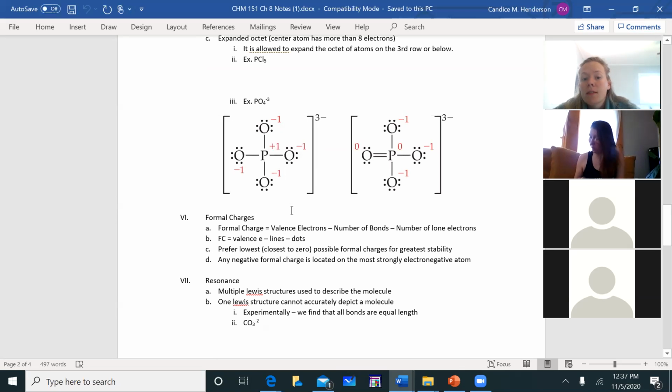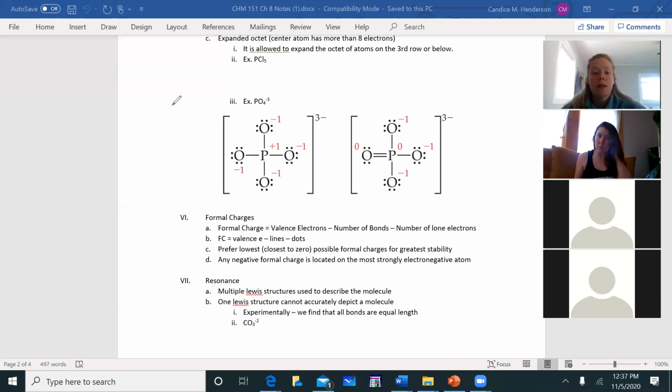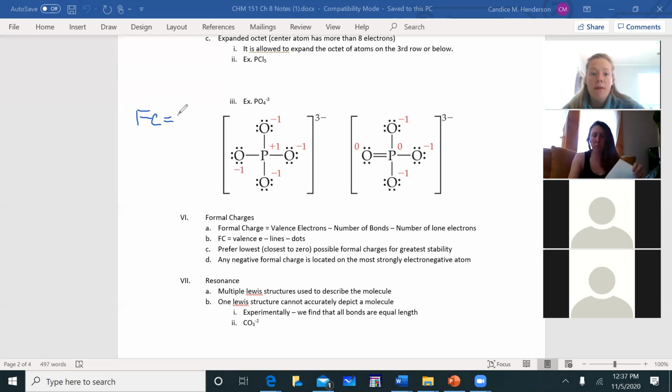So you'll take the valence electrons. For instance, phosphorus is in column 5, so its valence electron number is going to be 5. For this one, formal charge is going to equal my valence, which is 5, minus my number of bonds minus my number of lone electrons. Or an easier way to think of that is valence electrons minus lines minus dots.